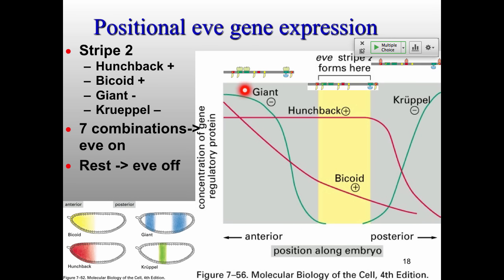So here, got giant up until stripe 2, cripple right after stripe 2. And what it means is if you look at this piece of DNA, this is the only position in the embryo where all of the activators are present and none of the repressors are there. Anytime you start to have repressors, then they're not going to be allowing the binding of these activators. It's true on this side, you've got giant around. On this side, you have cripple around.